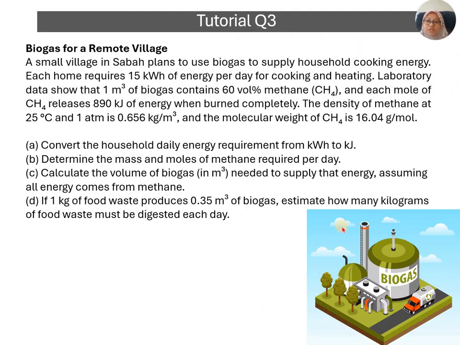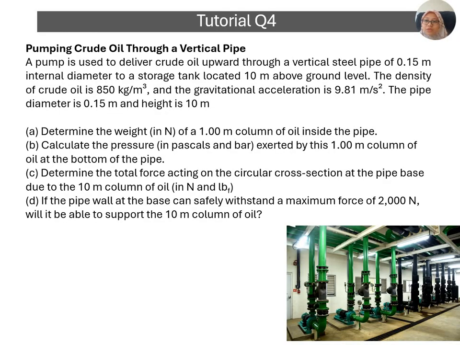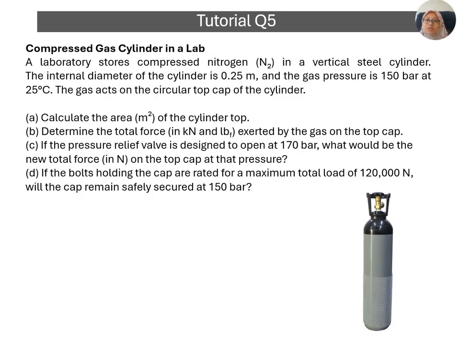So this is tutorial question number 3. You can pause this video to read and do it on your own. This is question 4, pumping crude oil through a vertical pipe. And then the last one is question number 5. It is on a compressed gas cylinder in a lab. In this one also, it involves a mixture of metric and imperial units.